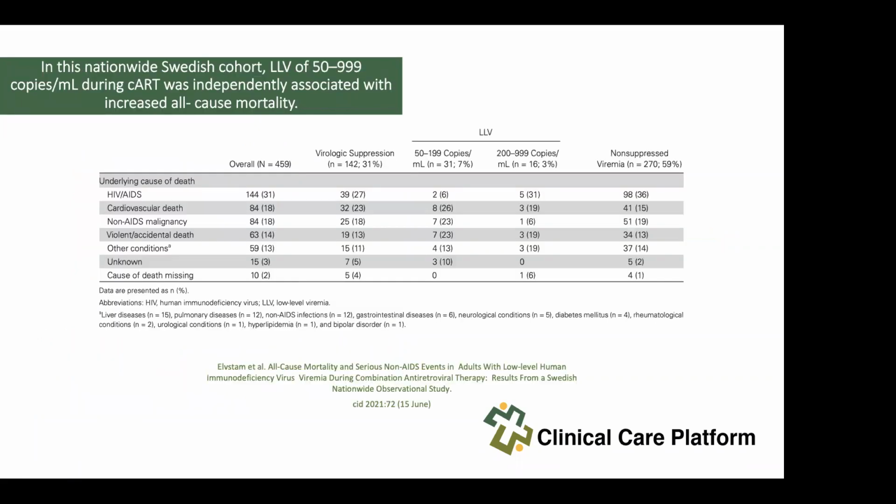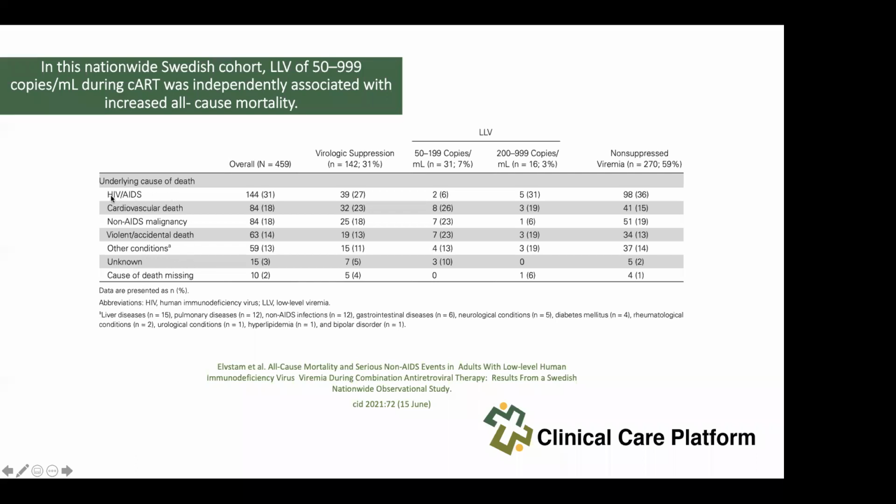And then also, I found this particular recent study published in June this year. They were just looking at patients who have low level viremia, and whether it is associated with HIV associated mortality or not. And you would see that this was in Sweden, that patients with low level viremia between 50 and 999, this viral load was associated independently, right? Associated with an increased all-cause mortality, whether from HIV-associated conditions or non-HIV-associated conditions.